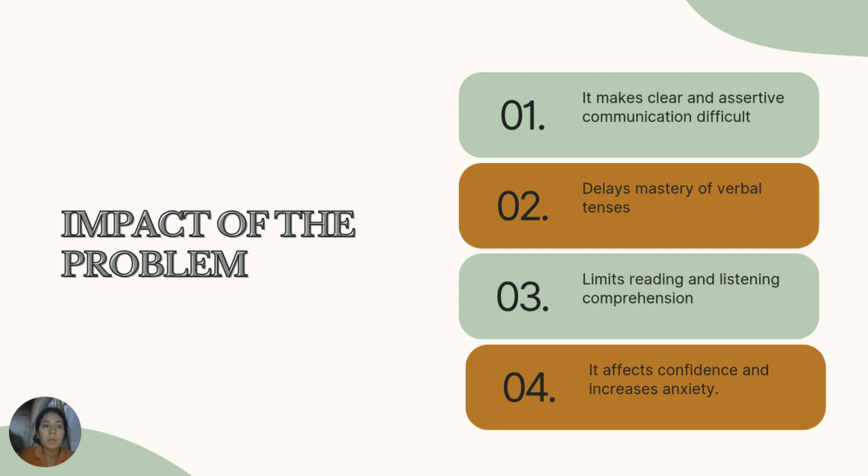So we have some impact of the problem. The first one is it makes clear and assertive communication difficult, delays mastery of verbal tenses, limits reading and listening comprehension, and it affects confidence and increases anxiety. It is completely right. All those things happen when we cannot communicate correctly, when we cannot pronounce the words very well, and we cannot transmit the ideas that we want.